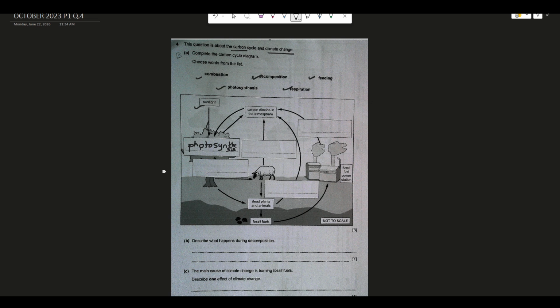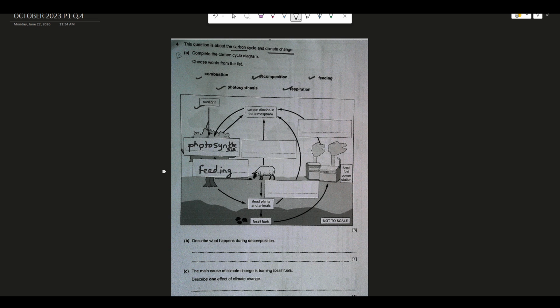Now you can see an animal, a cow-like animal, is trying to eat the plant. So here, if I write feeding, it should not be wrong. So the animal is feeding on this plant, right? Now what happens? This plant as well as this animal is going to die one day. So you come down over here and there's written dead plants and animals.